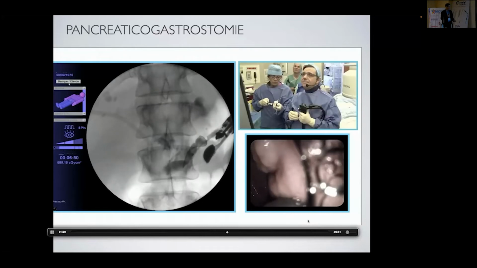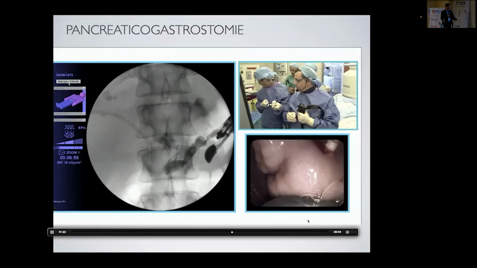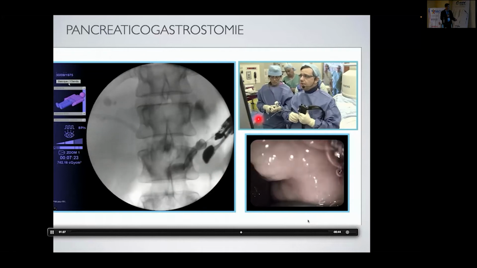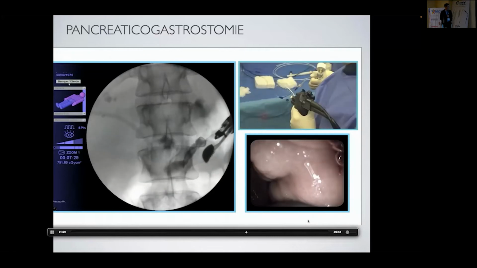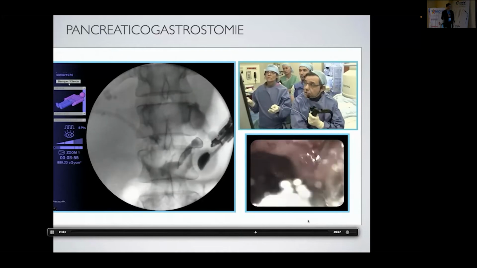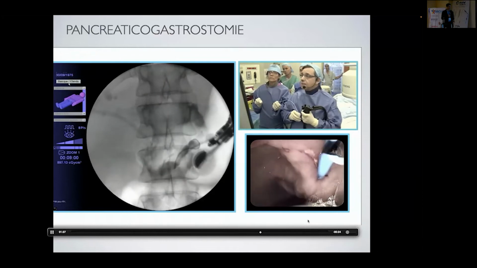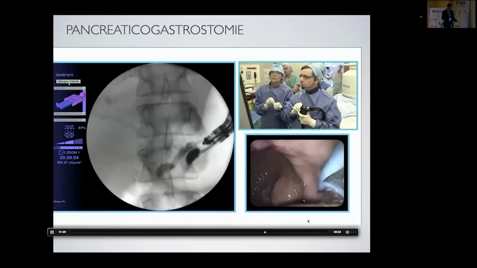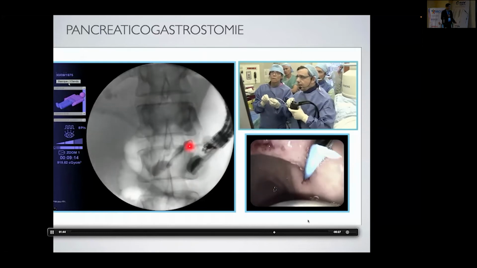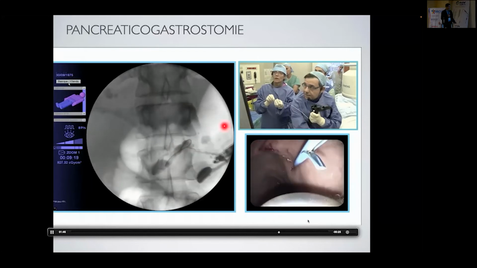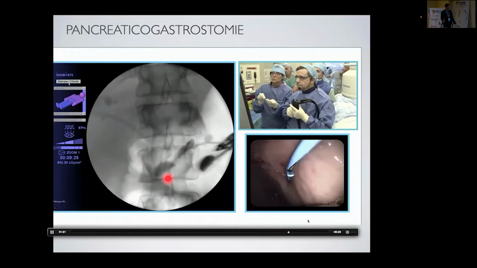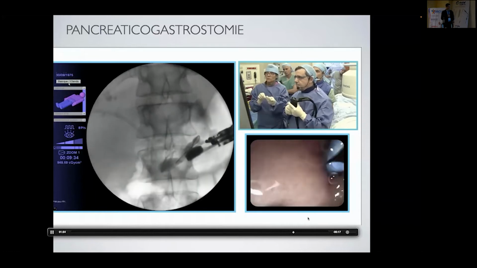So the cystostom is placed, and now you see the nurse dilating up, take the balloon, and after he could place a stent in the pancreatic duct. It's not necessary each time to have a stent in the main pancreatic duct, but you can place it just in the pancreatic duct, it's enough.